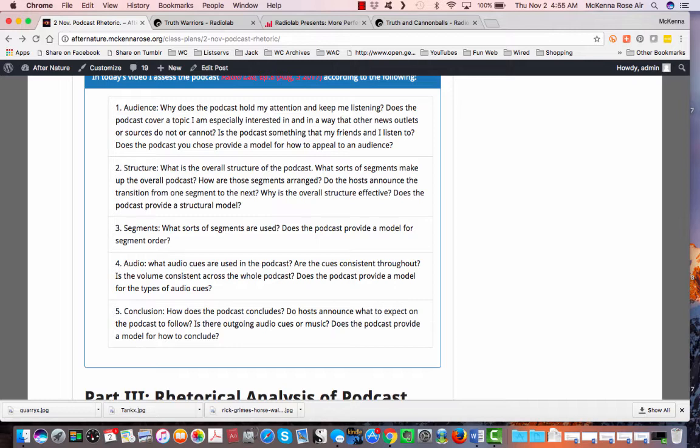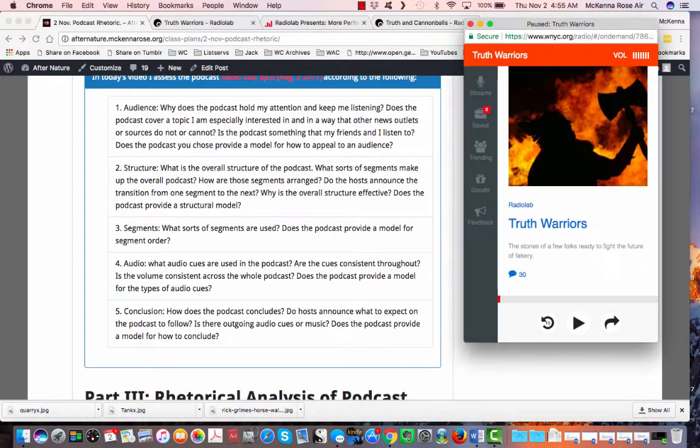Let's get to audio. So here is a link to the podcast itself. All right, so the first segment is going to be the introduction, and they cue the introduction in the same way in every single episode. Every single episode of Radiolab has people on the street reading the introduction information, followed by the hosts introducing themselves. So here.